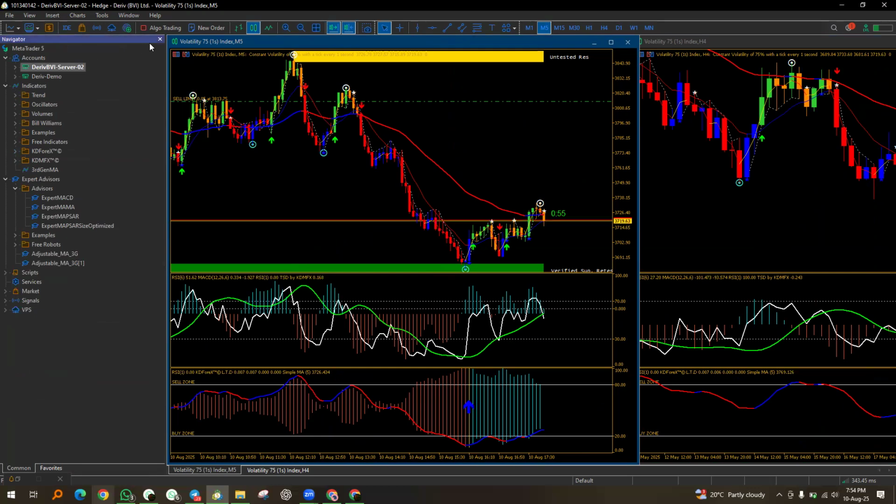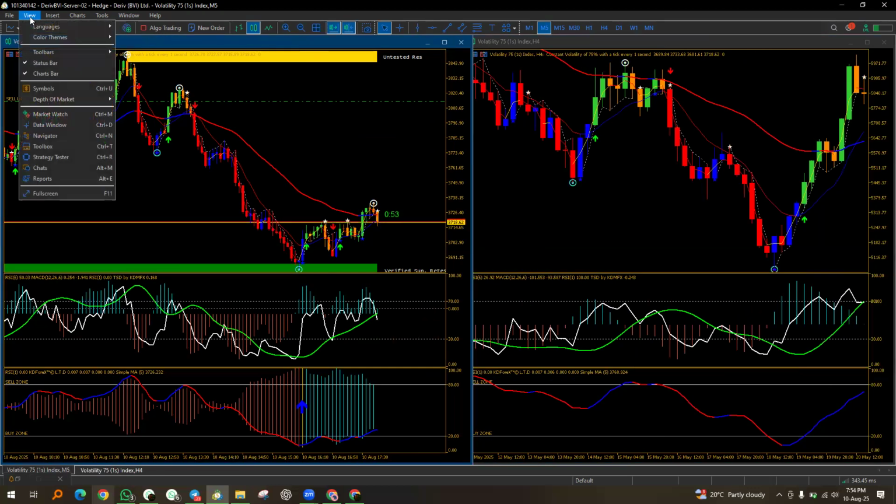So now I'm not going to use the shortcuts. I'm just going to be straightforward here. You can see when you go on View, you find Market Watch, you find Data Window, you find Navigator, you find Toolbox, you find Strategy Tester, and the Strategy Tester is what we're looking for. You find the charts and everything.